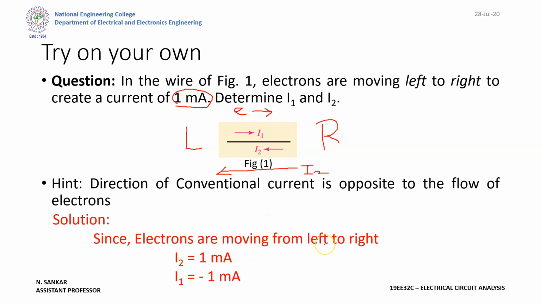Since electrons are moving from left to right, our conventional current will flow from right to left. Here, right to left means I2 is flowing from right to left, so I2 is equal to 1 milliampere. I1 is flowing in the opposite direction of I2, that is, I1 is equal to minus 1 milliampere.